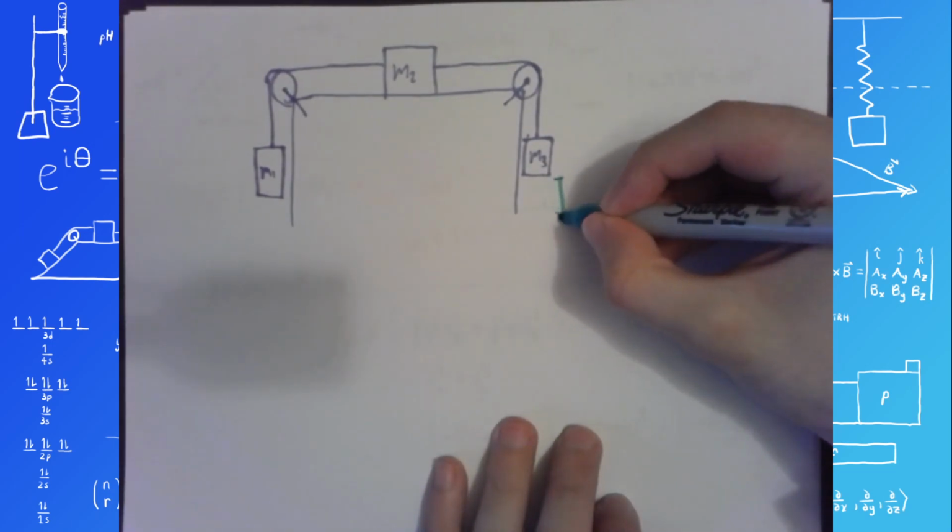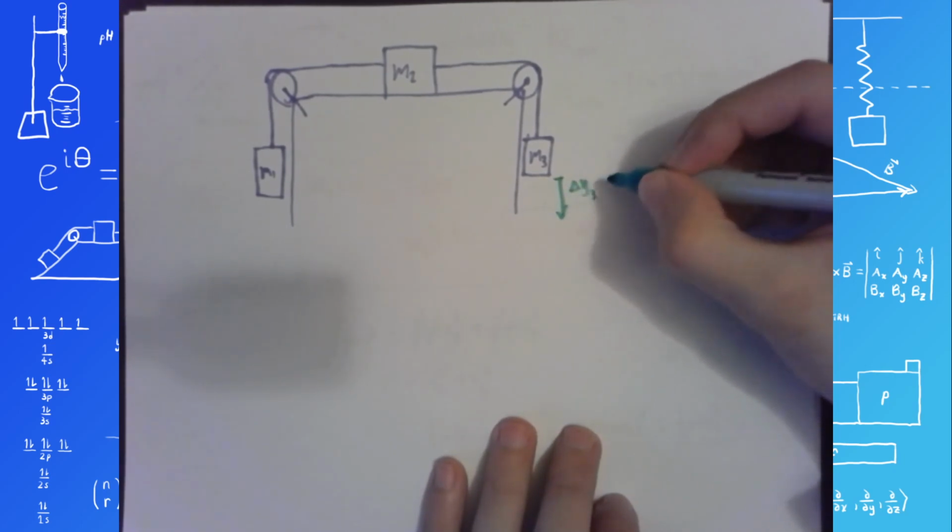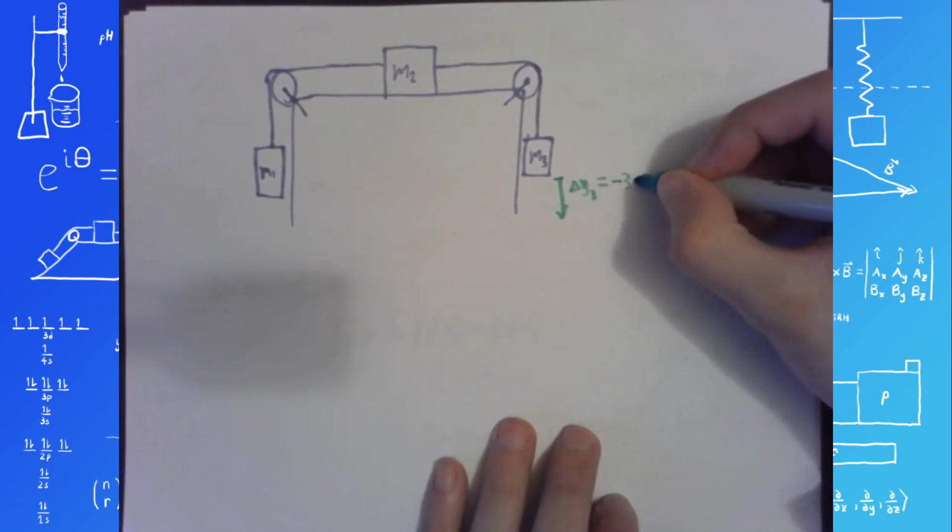So I guess we'll call it delta y, object 3, is equal to, I'll call it negative 3 meters.